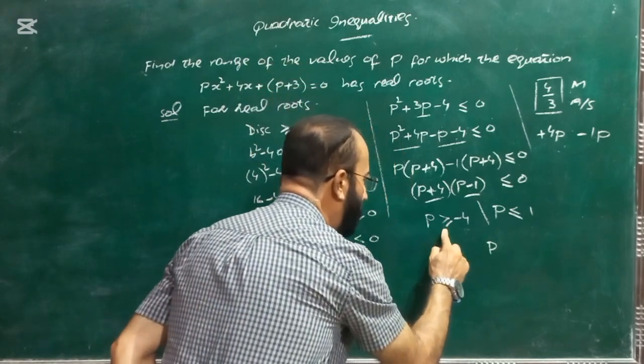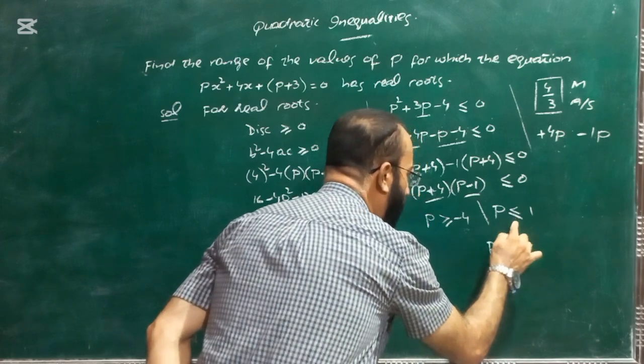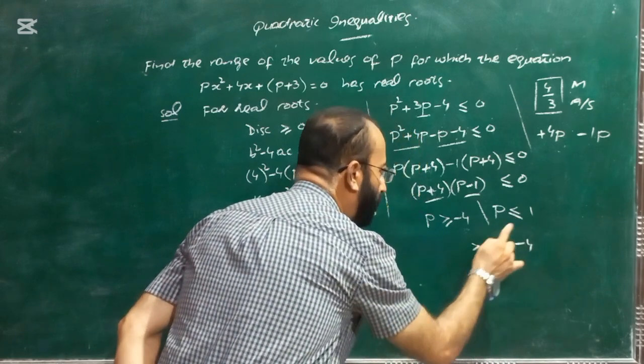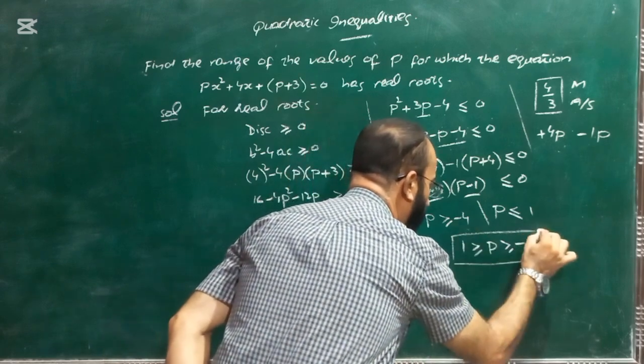So look now, p is greater than or equal to minus 4, and lesser than or equal to 1. So this is the solution of the question.